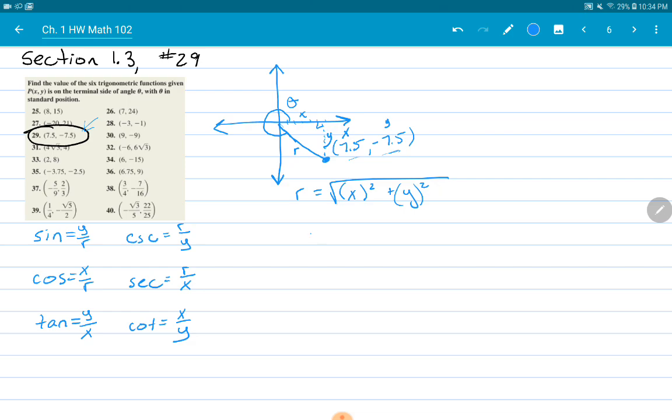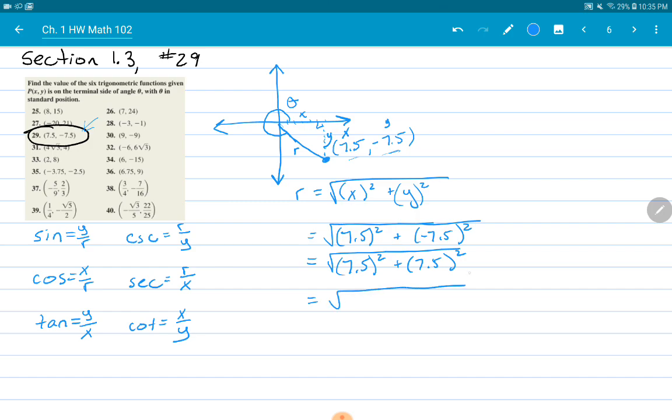Okay, so let's plug in the numbers here. So x is 7.5, we want that squared, and y is negative 7.5, we want that squared. And when I square the negative, it becomes positive because negative times a negative is a positive. So I can just write this as 7.5 squared plus 7.5 squared. Now I have the same thing added together twice, which is repeated addition, so I can change that to multiplication. So I have 2 times 7.5 squared.